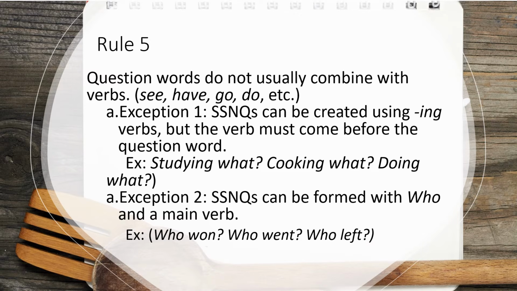Rule 5. Question words do not usually combine with verbs like see, have, go, and do. But there are exceptions. Exception 1, SSNQs can be created using ing verbs, but the verb must come before the question word. For example, studying what, cooking what, doing what. Exception 2, SSNQs can be formed with who and a main verb. For example, who won, who went, who left.